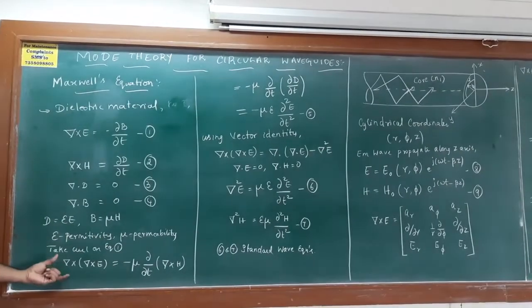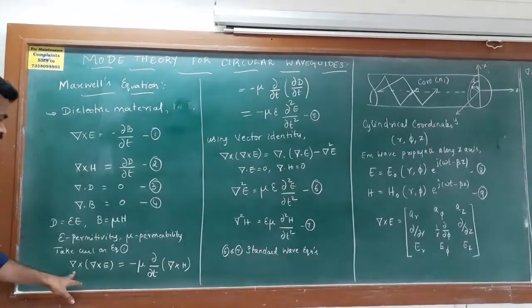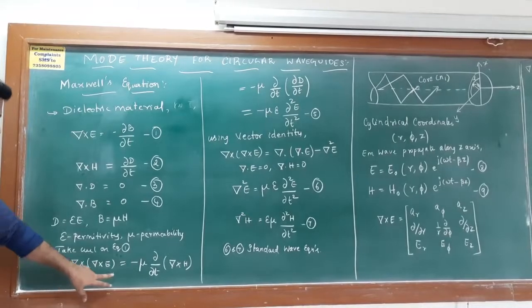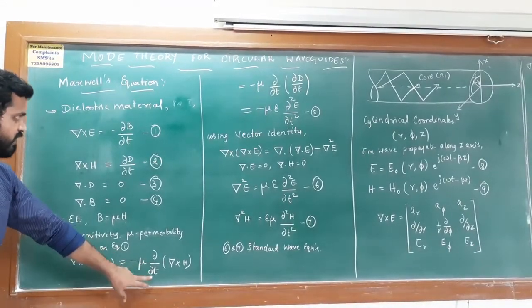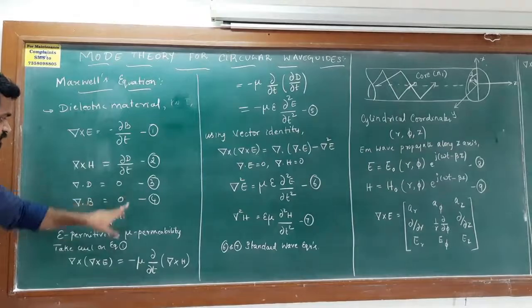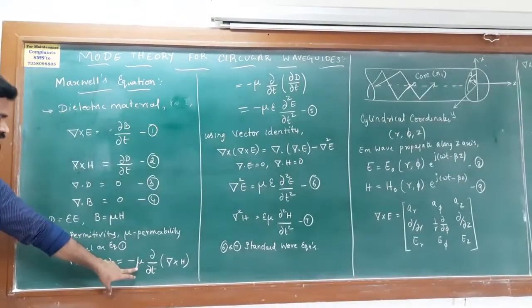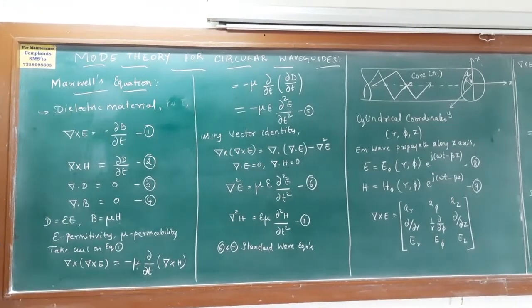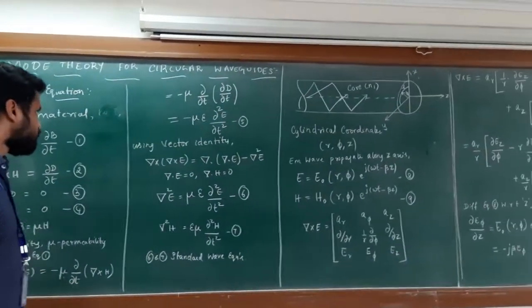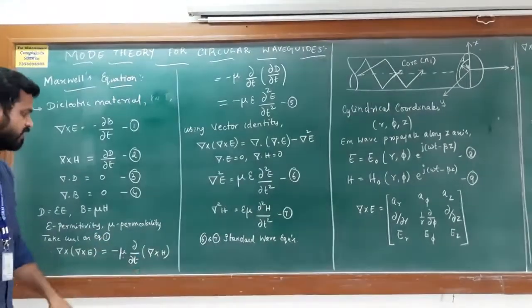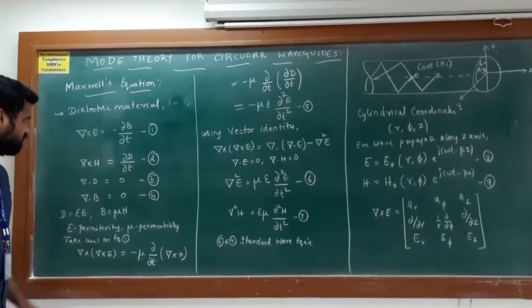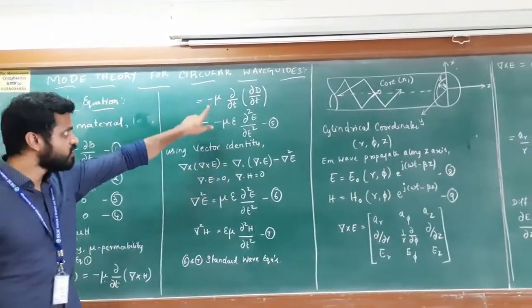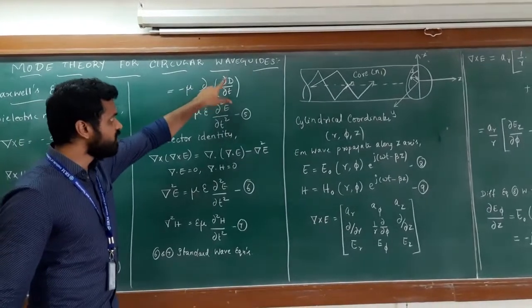So we know the basic vector identity. We will take the curl on both sides of equation 1. So del cross del cross E is equal to minus mu into dou by dou t, where in B we have substituted mu into H, where mu is constant, so we have taken it outside. So minus mu into dou by dou t into del cross H. After this, for del cross H we have del cross H is equal to dou D by dou t. So we will substitute the del cross H value over here: minus mu dou by dou t into dou D by dou t.